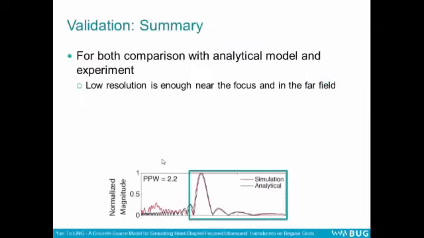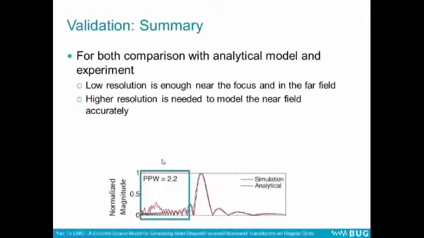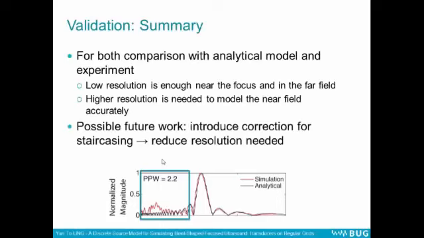So a summary for the validation part. For both comparison with the analytical model and experiment, a low resolution is enough for the far field and near the focus. A higher resolution is needed to model the near field accurately. And some possible future work would be to introduce correction for staircasing, and therefore we can reduce the resolution needed for modeling the near field accurately.